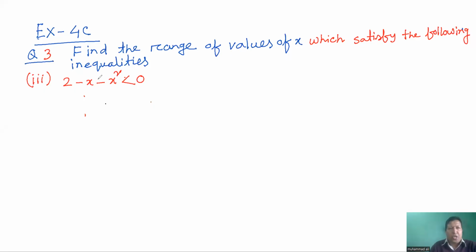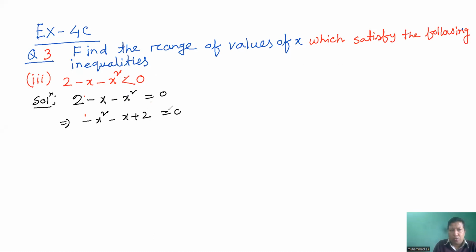Number 3, find the range of values of x which satisfy the following inequalities. Roman 3, 2 minus x square less than 0. So solution, we write 2 minus x square equals to 0. After that, minus x square minus x plus 2 equals to 0. If we multiply both sides by minus, it will be x square plus x minus 2 equals to 0. Now do factorization: x square plus 2x minus x minus 2 equals to 0.